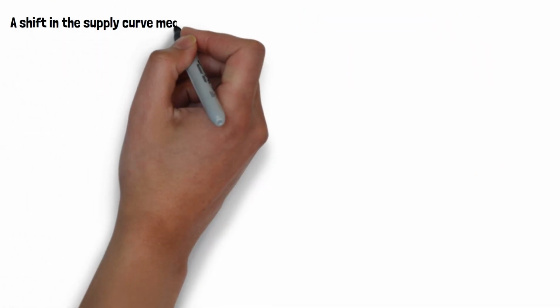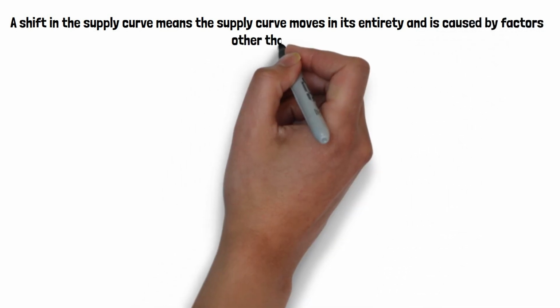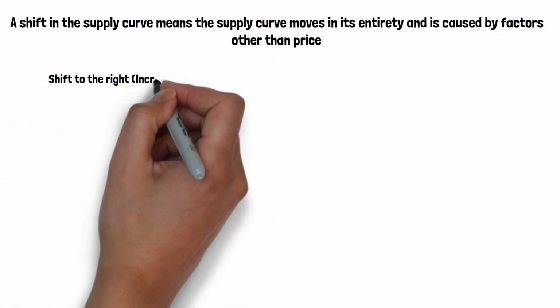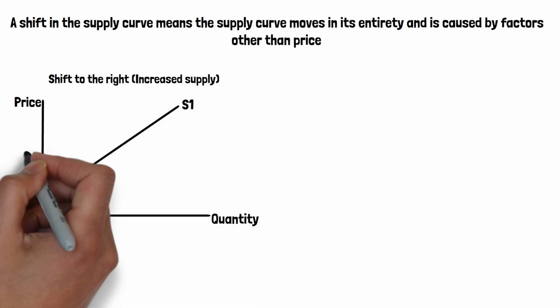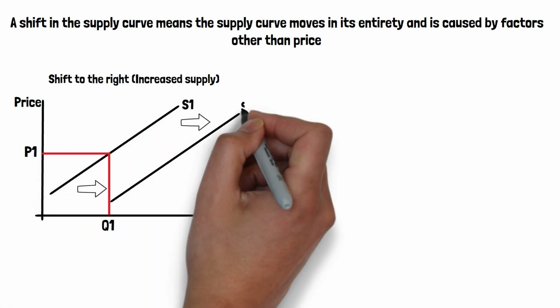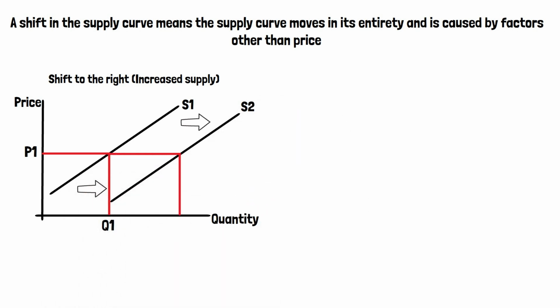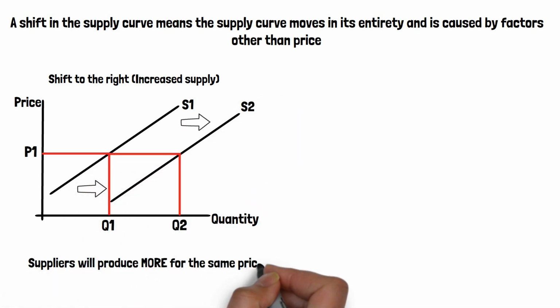A shift in supply means the curve itself moves, and is affected by factors other than price. A shift to the right of the curve indicates an increase of supply. As we can see on this graph, at S1, P1 goes to Q1. However, if S1 was to shift to the right to become S2, the quantity supplied at P1 moves to Q2. This means suppliers will produce more for the same price.